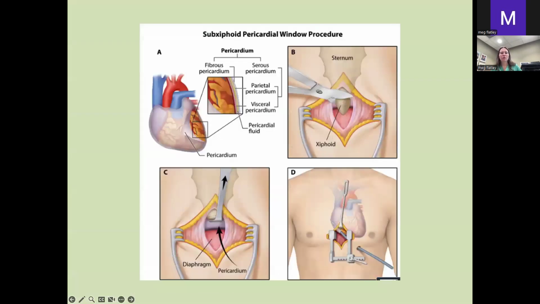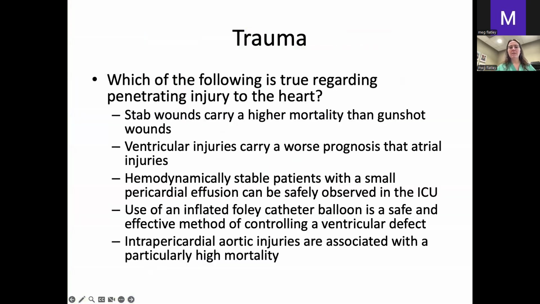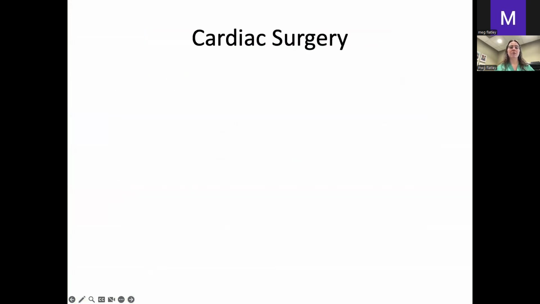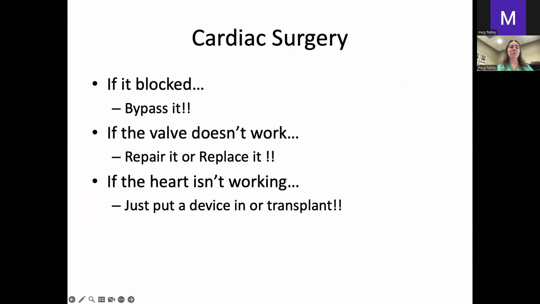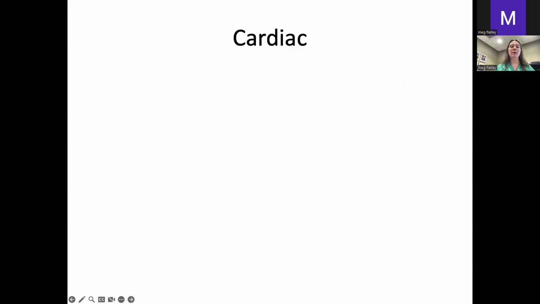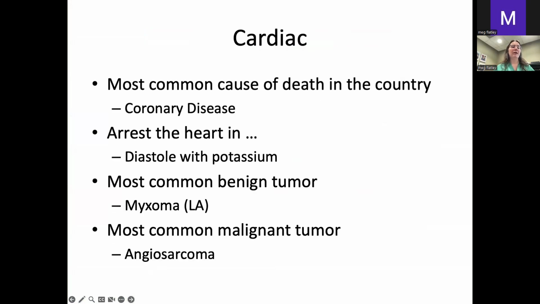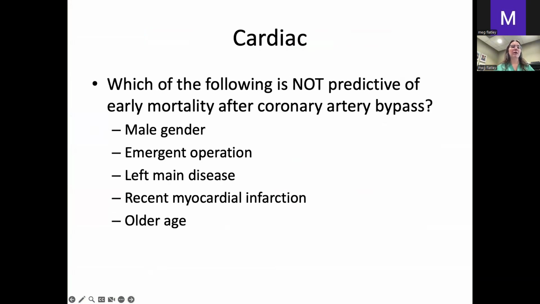And then there was a question also about how to do a pericardial window, where to make your incision. So that's another good thing to review. And then I think we'll stop for now because I have to go to the OR. But I left some other questions in here. And then I left some stuff about cardiac surgery as well that you can go over if you want. But I think that it's pretty unlikely to be on the ABSITE. I have not seen a lot of cardiac on the ABSITE.